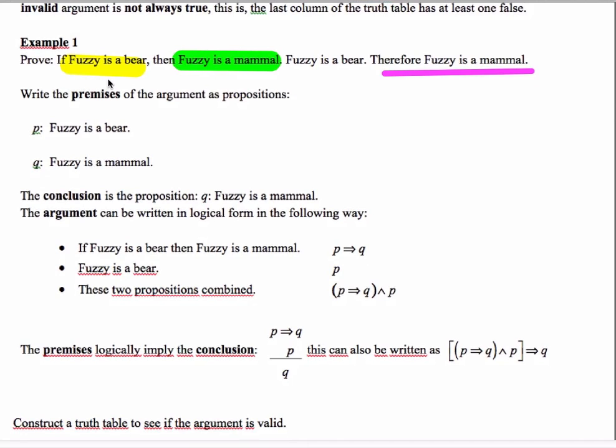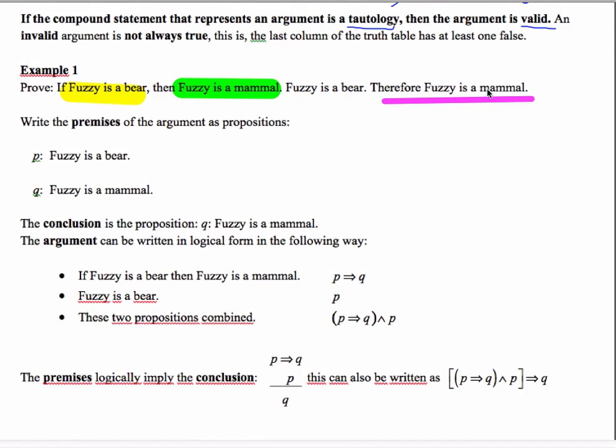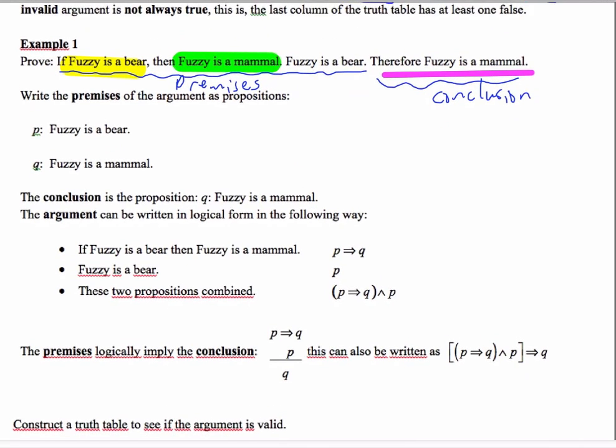prove: if Fuzzy is a bear, then Fuzzy is a mammal. We're given that if Fuzzy is a bear, Fuzzy is a mammal. Fuzzy is a bear, therefore Fuzzy is a mammal. In these arguments, you're going to have a bunch of premises, things that we're going to take to be true, make a truth table, and then we have a conclusion. When you get to the conclusion, if it's a tautology, then it's a valid argument.